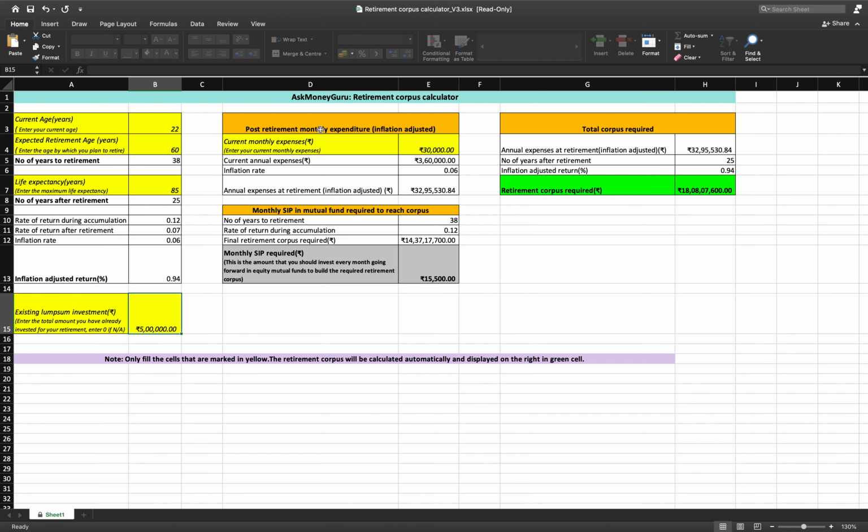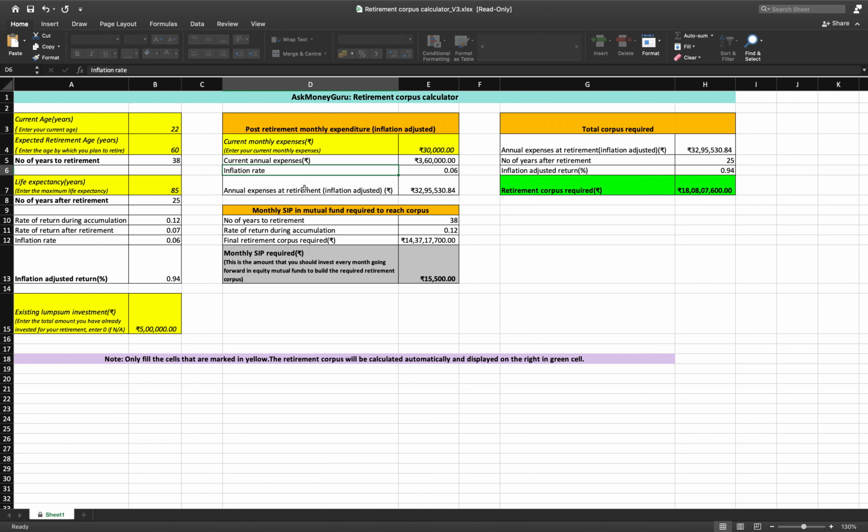Next, coming to the next part, we have the post retirement monthly expenditure. So what is your current monthly expenses? Let's say if you are spending around 30,000 per month, you can put it here. Then we have the current annual expenses, which is basically your monthly expenses into 12, which is roughly the expenses in a year. Then we have the inflation rate, which is basically again the same as this one, the current rate of inflation, which is 6%.